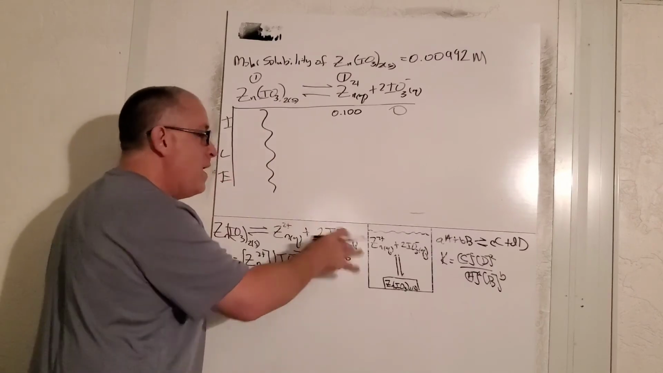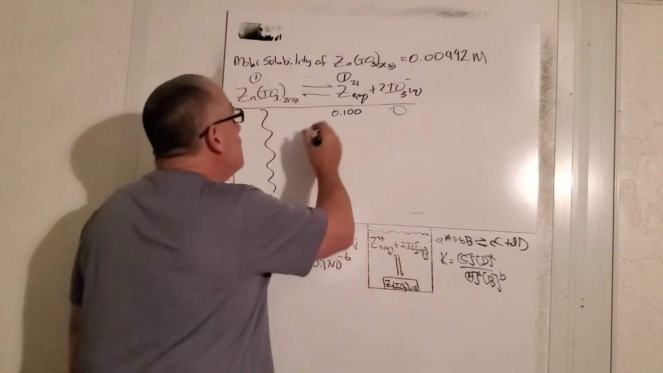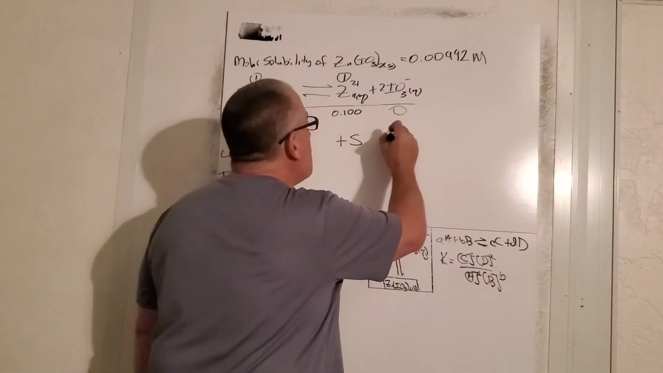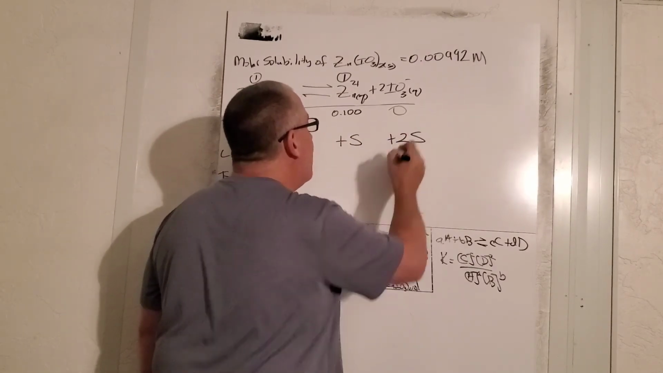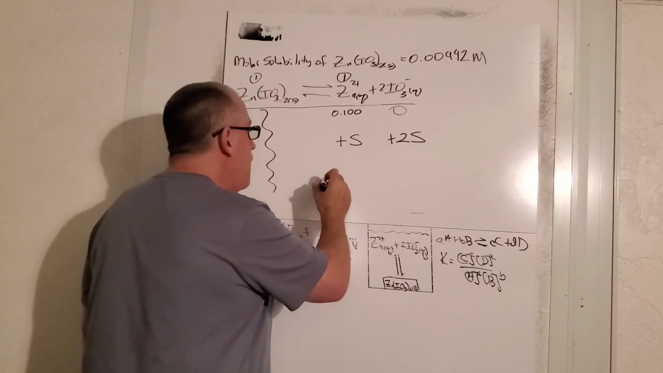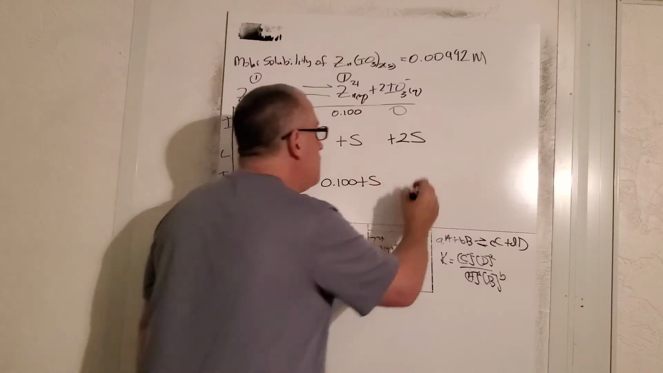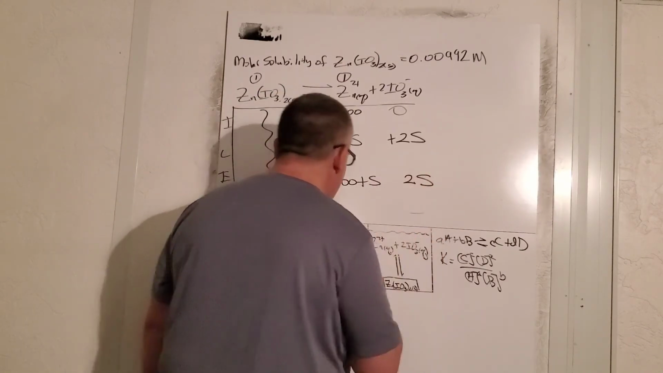Now, when I throw in the zinc iodate, this is going to go up by S. This is going to go up by 2S. So when I'm done, I'm going to have 0.1 plus S in here, and I'm going to have 2S.